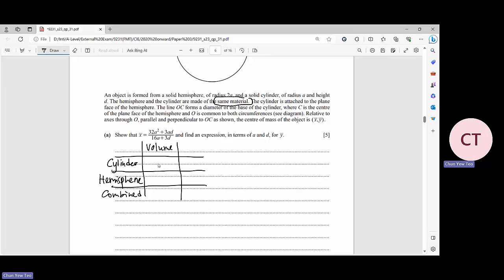So the volume for the cylinder will be pi a squared d. The volume for the hemisphere will be 2/3 pi (2a) cubed. If I expand it, I will get 16 over 3 pi a cubed. So I combine them together and factorize pi a squared out. Then it will be d plus 16 over 3 a.